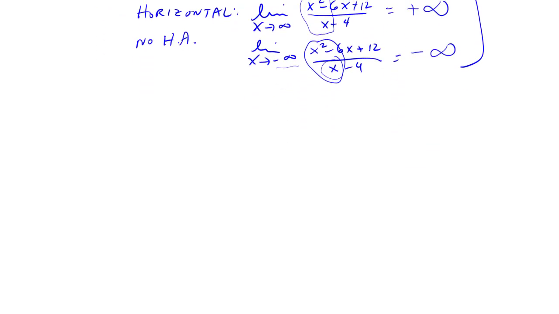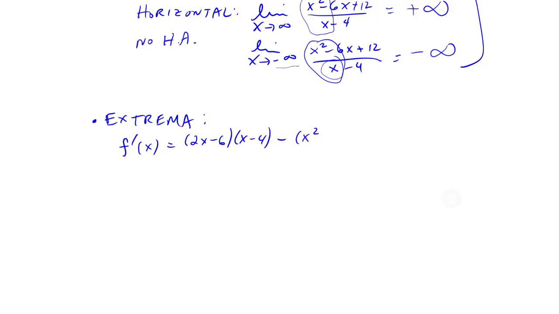Okay, so let's start on the extrema. All right, I need my first derivative. If you look back at the function, we need to do quotient rule. So that is going to be the derivative of the top, 2x minus 6, times the bottom, x minus 4, minus the top, x squared minus 6x plus 12, times the derivative of the bottom, which is 1, all over the bottom, x minus 4 squared. All right, clean this up.